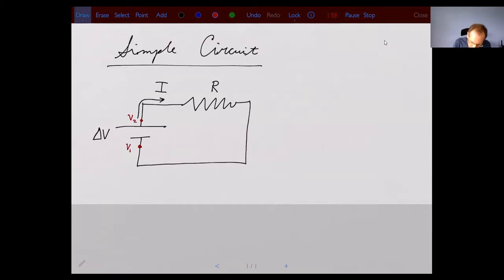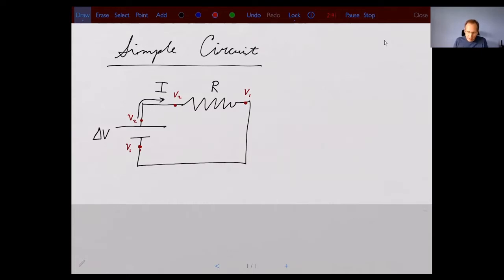Now, because these are just wires that connect everything, we assume that the wires are really good conductors. They have very low resistance. That means the potential V1 is not going to change much because there's almost no resistance in the wire, so the potential will be V1 over here, and this potential will be V2 over here. So you can see that the potential difference, or the voltage drop across the battery, is going to be the same as the voltage drop across the resistor when you have a simple circuit like this.